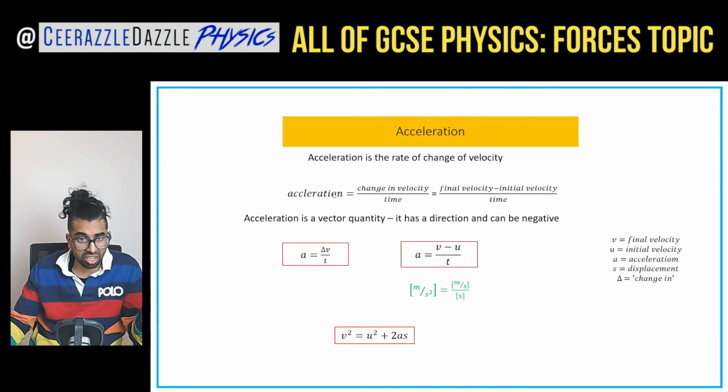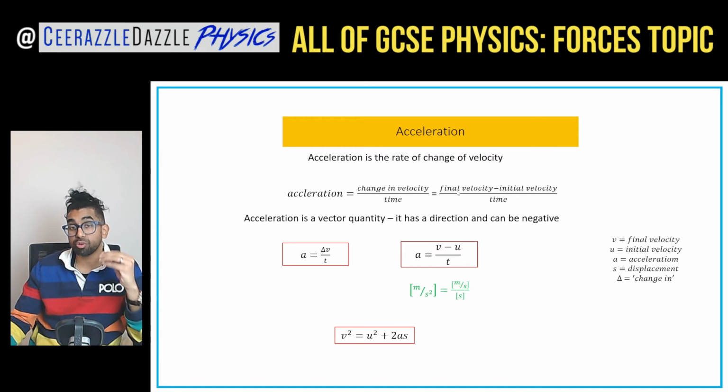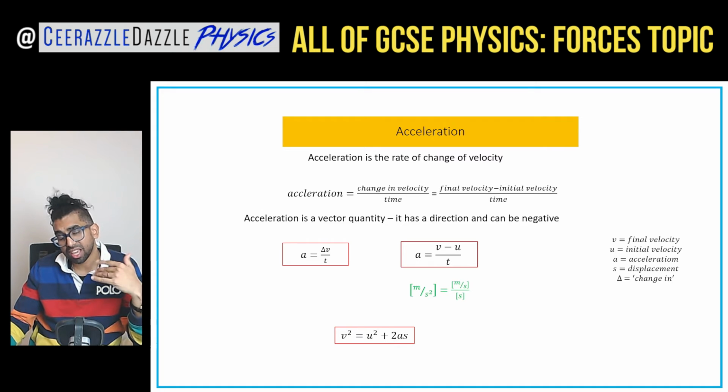So there we go, acceleration is equal to your change in velocity divided by time taken. That's the same as your final velocity minus your initial velocity divided by the time taken. And acceleration is a vector quantity, so it can have a size and direction. If it is positive, that means you're accelerating, you're gaining velocity. If it's negative, you're going to be losing velocity, therefore it's called deceleration.